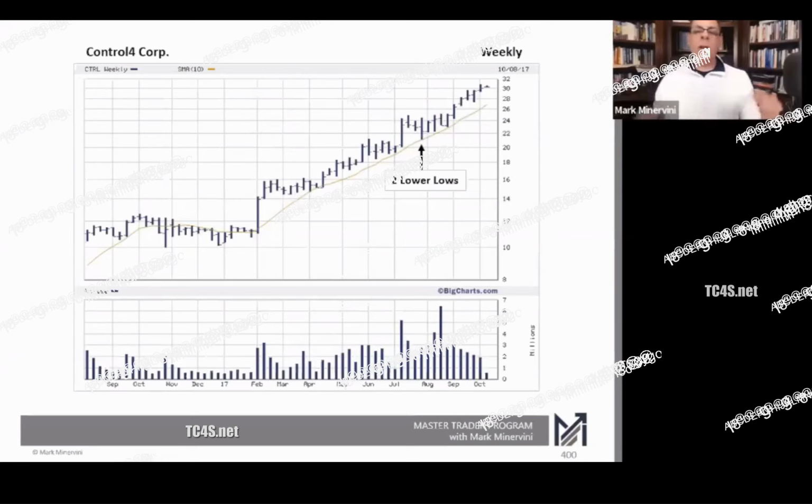That's because institutions, when there's an appetite for a stock, something really great's going on, they step up to the plate. After you've got a couple lower lows and pullbacks, they step up to the plate because they don't want to run the stock up. They don't want to defeat the purpose of buying the stock.